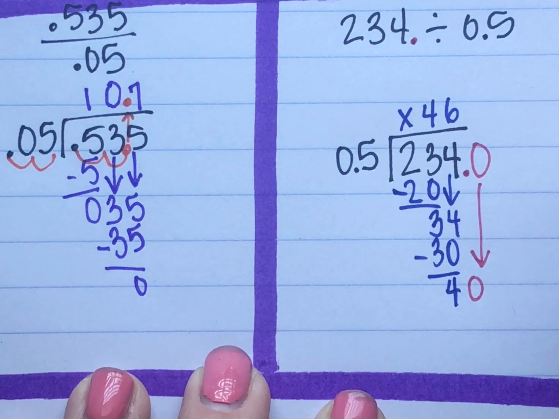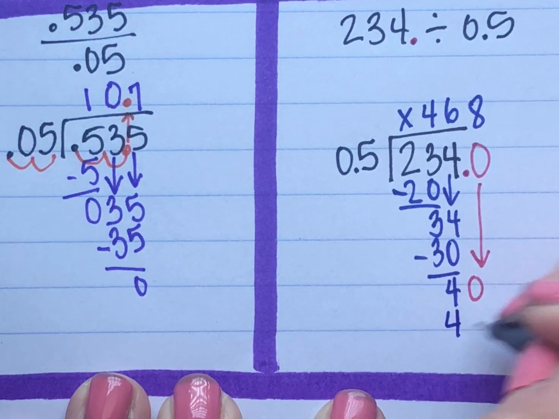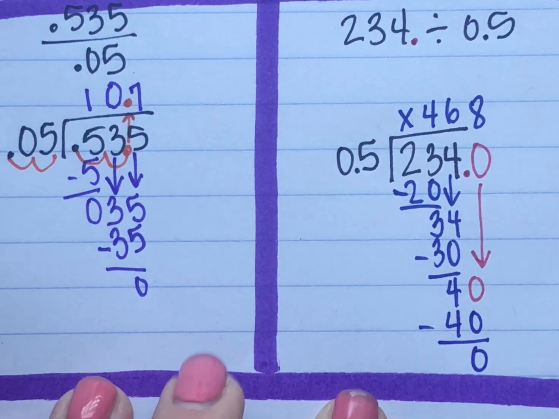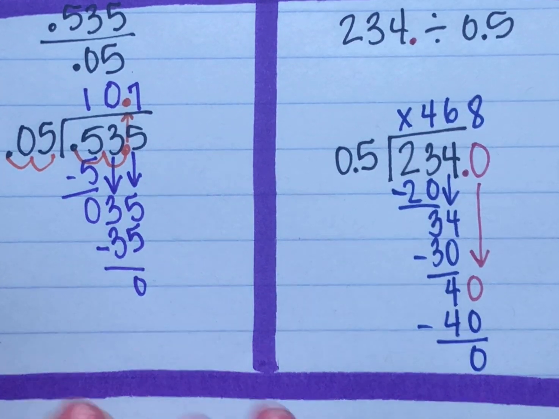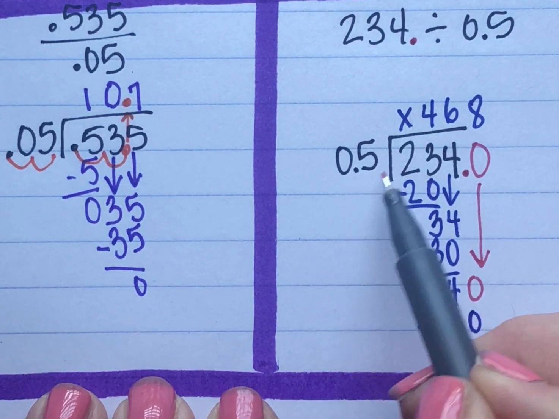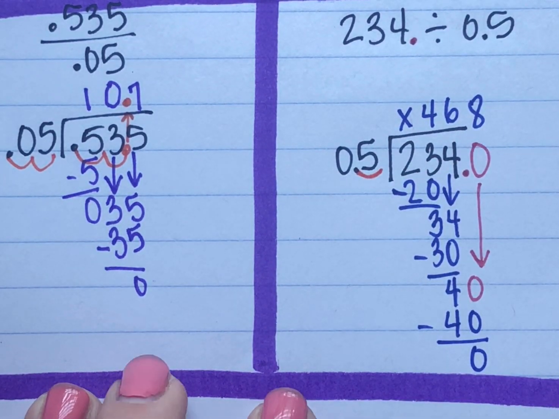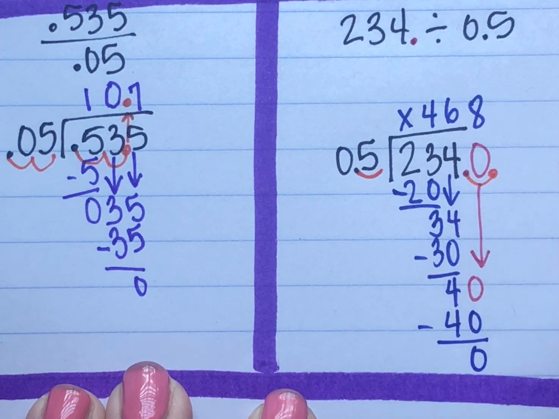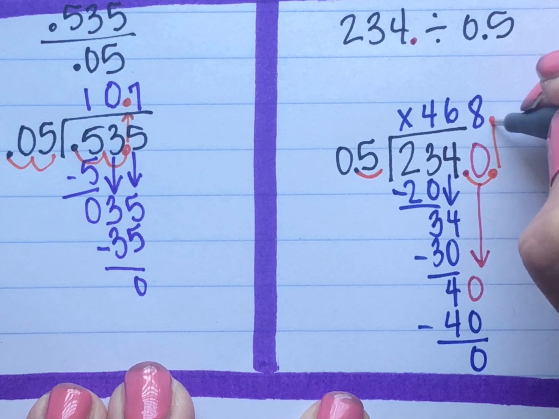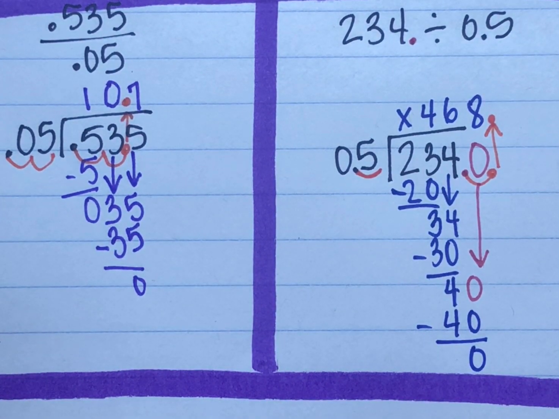So 5 goes into 40 8 times. 8 times 5 is 40. And that one finishes out really nicely. So last step, count the digits behind the decimal in the divisor, and move the decimal in the dividend. So here's my dividend. It would be here. And then 468 would be my final answer.